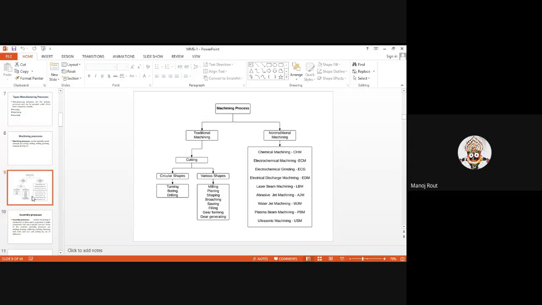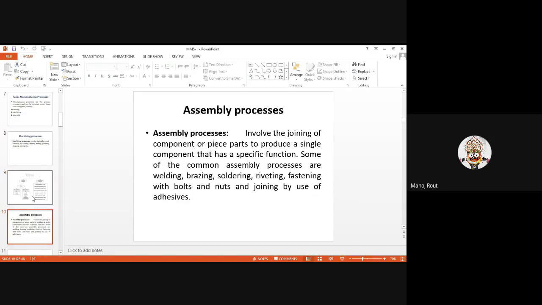Going to the next part, as you know, our manufacturing primary processes can be grouped under three categories: the forming process, machining process, and assembly process. The first one is the assembly process. If you go to the definition, the assembly process basically involves joining of components or pieces of parts to produce a single component that has a specific function.